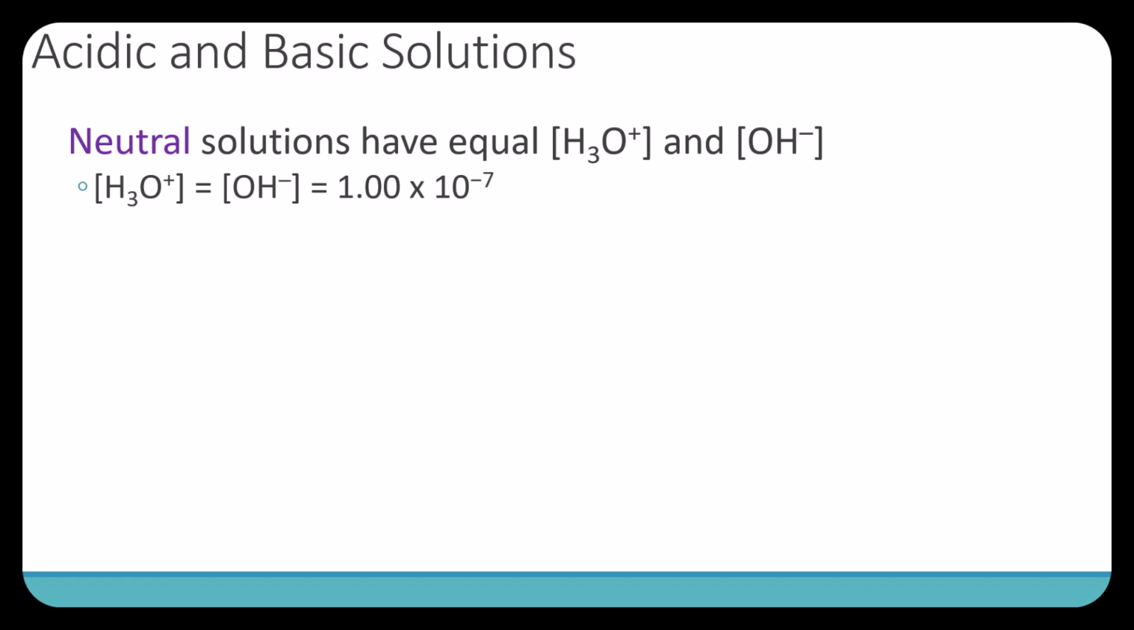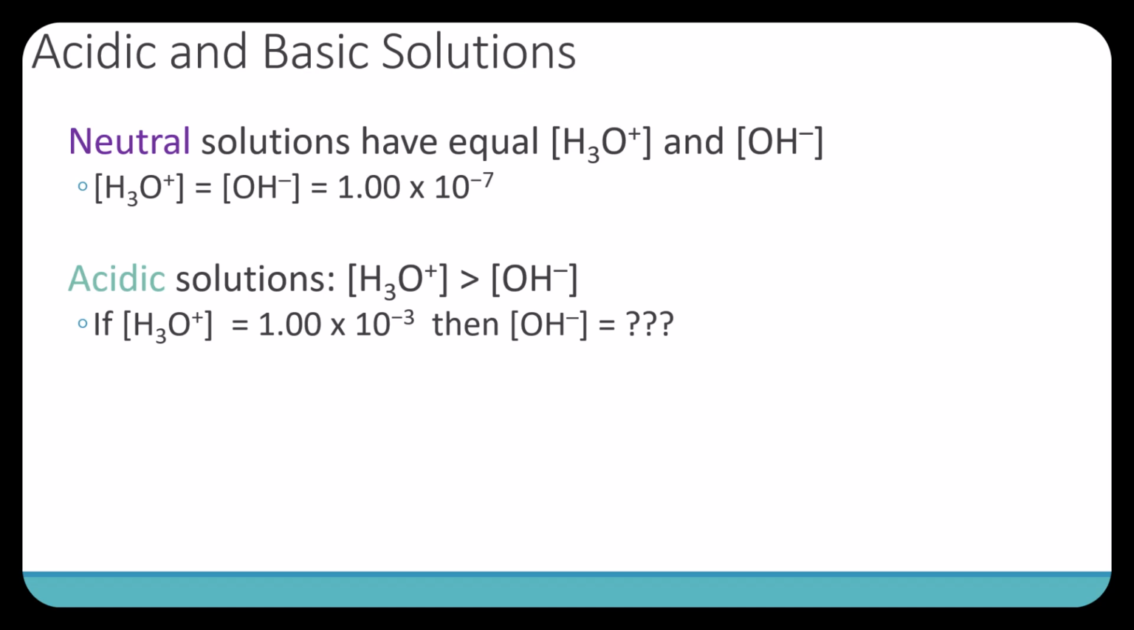So this is how we define an acidic solution. We define a basic solution. It has to do with the concentrations of hydronium and hydroxide. So in an acidic solution, the hydronium concentration is going to be greater than the hydroxide concentration. So we'll have more of this, less of this.